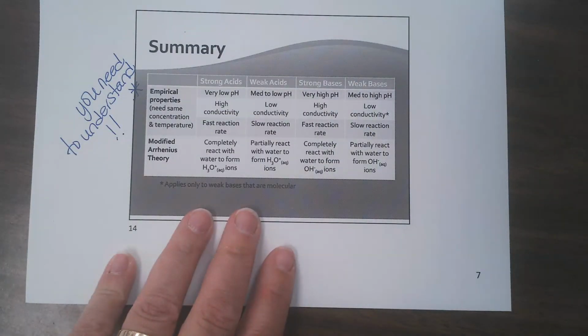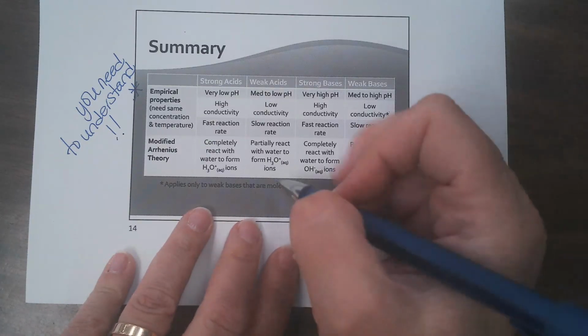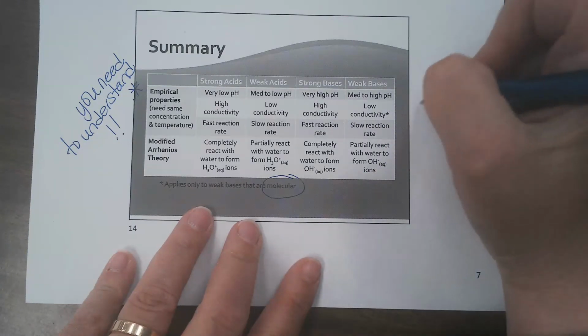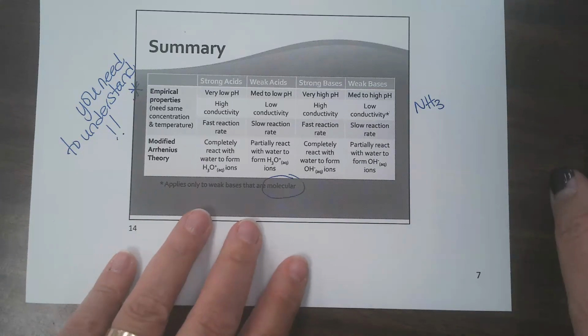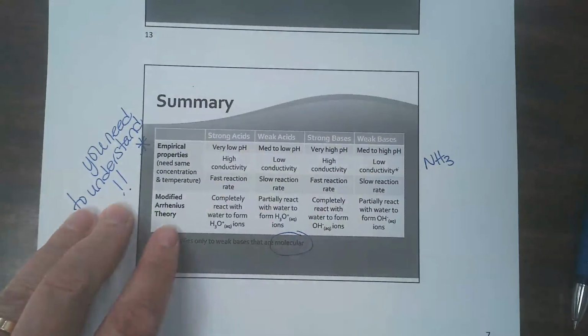you need to understand this. You need to understand empirical properties are things that we see, touch, taste, hear, smell, and the modified Arrhenius theory is exactly that. It's a theory. Where we see low conductivity here, we're talking about molecular when we're looking under bases. Molecular being NH3. Okay, that's the most common example. All right, work on these questions and then we'll flip on over to the next lesson.